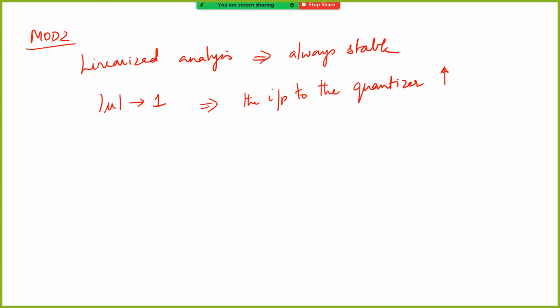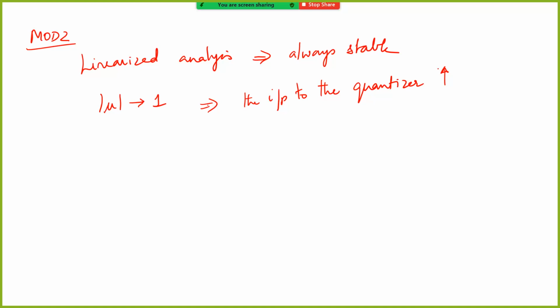So we cannot say that it becomes unstable, but we can say that the error or the input to the quantizer becomes fairly large. Of course, because of circuit limitations where things go and sit at VDD and so on, it doesn't go into complete instability.